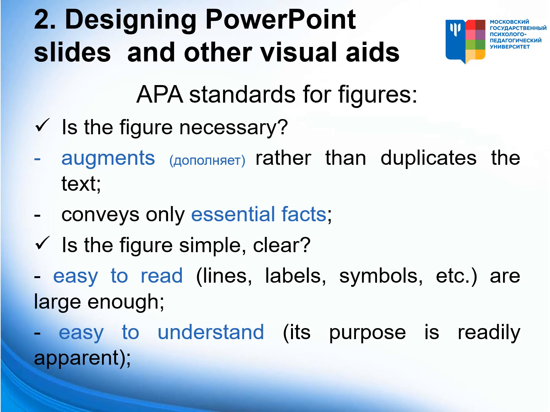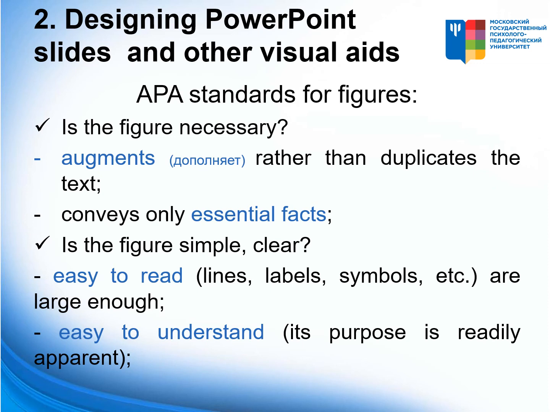Let me now turn to the issue of APA standards for visual aids. The standards for good visuals are simplicity, clarity, continuity, and information value. To ensure that your visual communicates most effectively and conforms to APA style, think of these questions. Is the figure necessary? A good figure augments rather than duplicates the text and conveys only essential facts. Is the figure simple, clear, and free of extraneous detail? A good figure is easy to read and easy to understand.